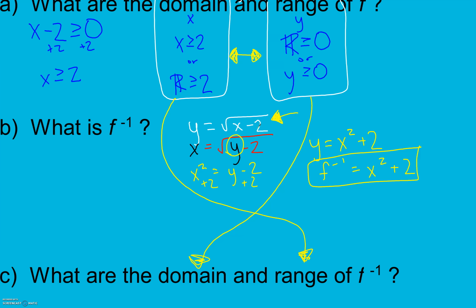So my domain is now going to be all real numbers greater than or equal to 0, or x greater than or equal to 0, again from the range of my original function. And the range of my inverse is going to be y greater than or equal to 2, or all real numbers greater than or equal to 2. And again, that comes from the domain of my original function.